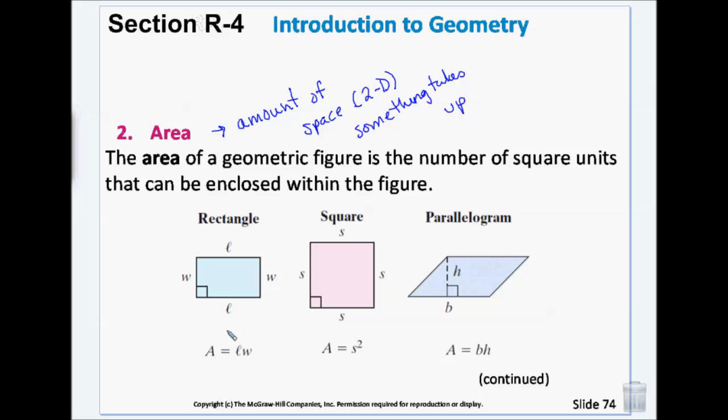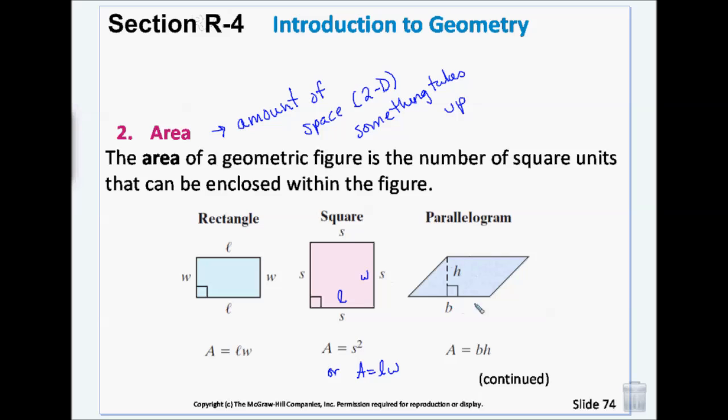Area of a rectangle is length times width. Area of a square is also length times width, but because length and width are the same thing, it ends up being side squared. But if you don't want to have to memorize two things, you can still have it length times width, just knowing that the length and the width are equal to each other. Because squares are rectangles, they're just special rectangles.